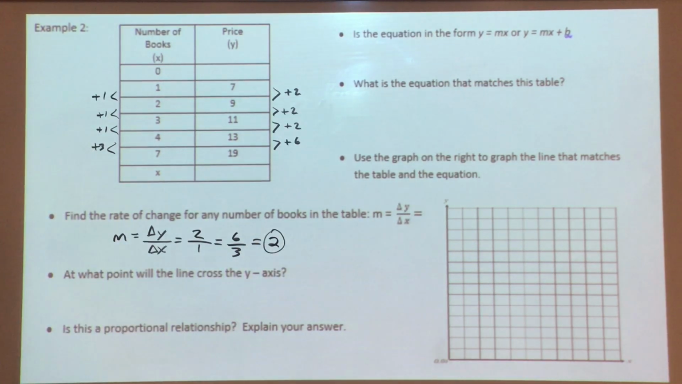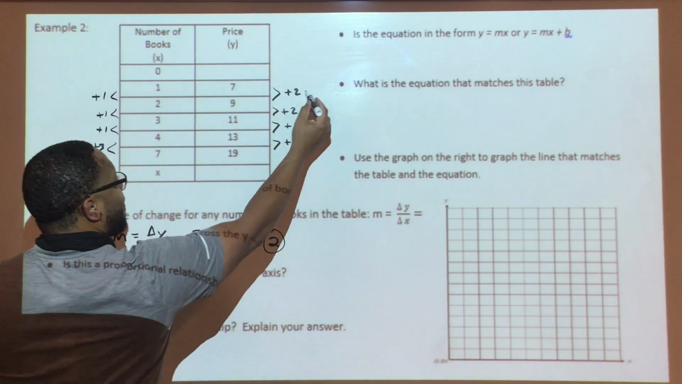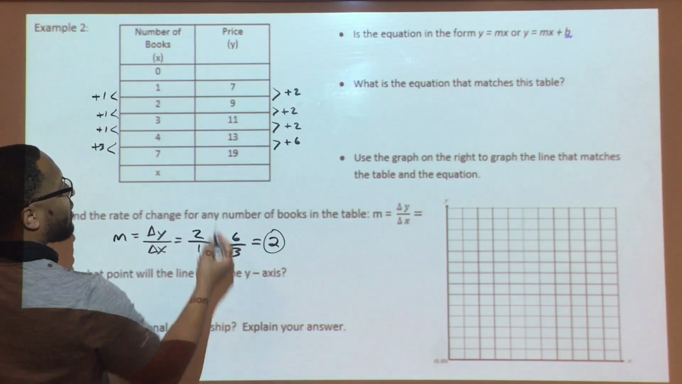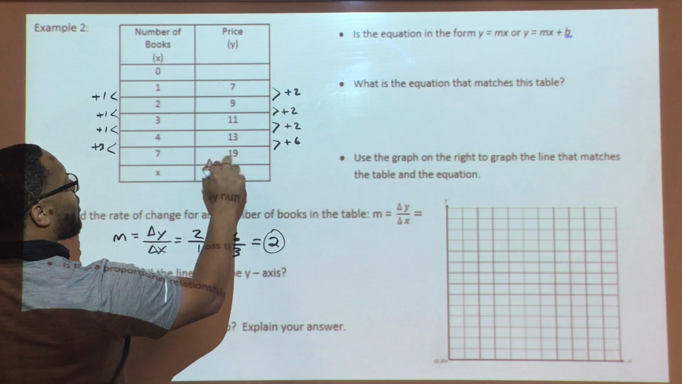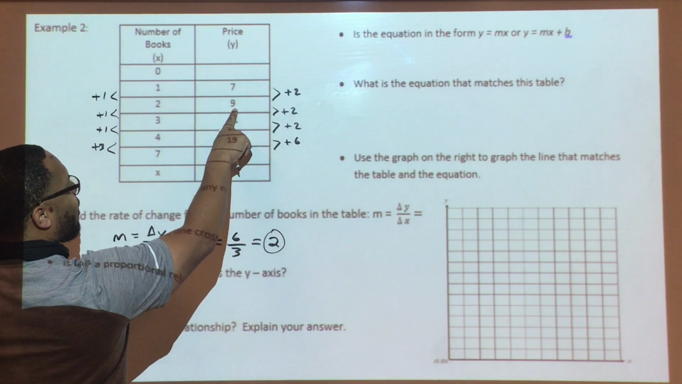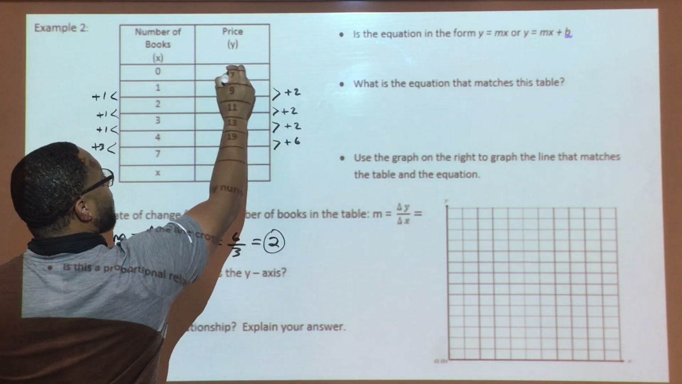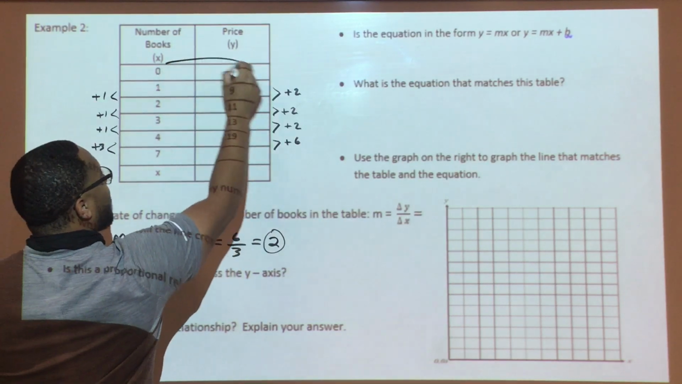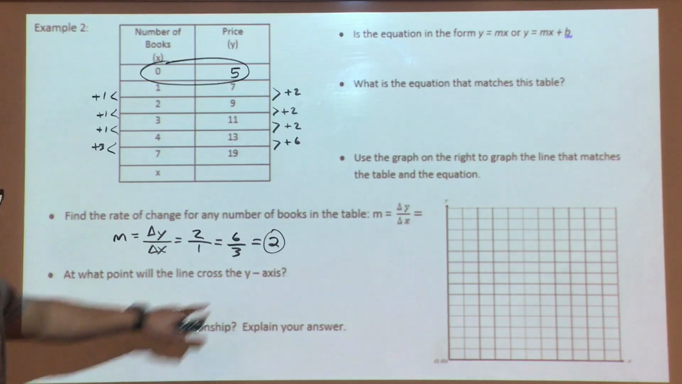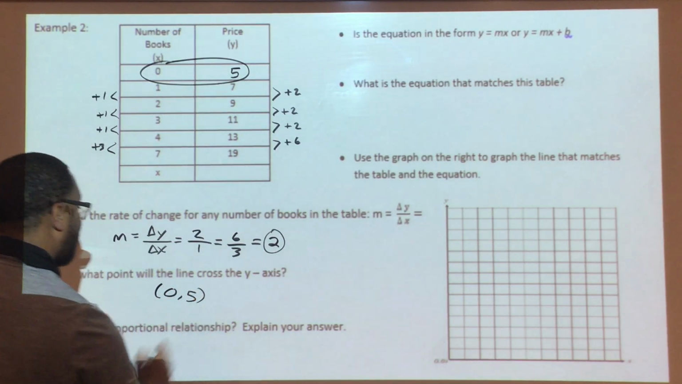At what point will this line cross the y-axis? Well, let's look here, see if we can see the pattern. It's increasing by 2 each time. So it means if I go backwards, it's decreasing by 2. So 13 minus 2 is 11. 11 minus 2 is 9. 9 minus 2 is 7. 7 minus 2 is 5. So this line is going to cross at 0, 5. It's going to cross at 0, 5.